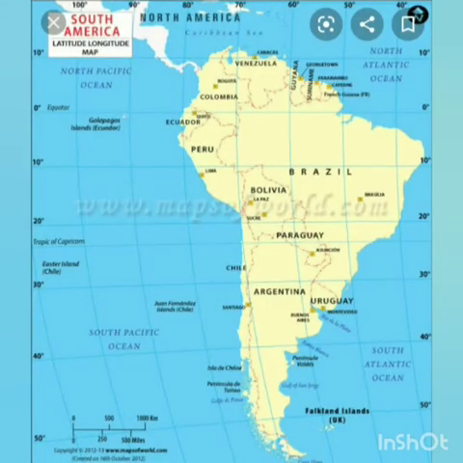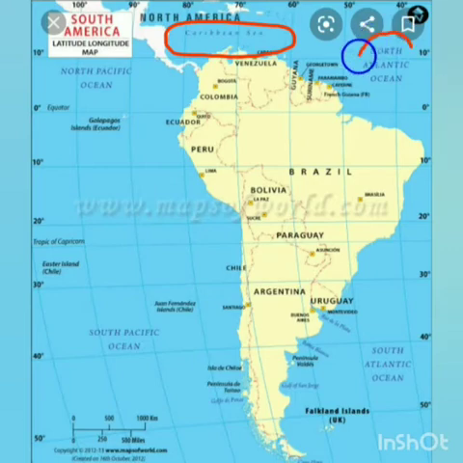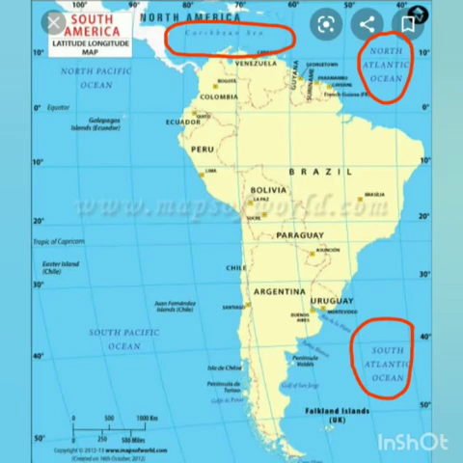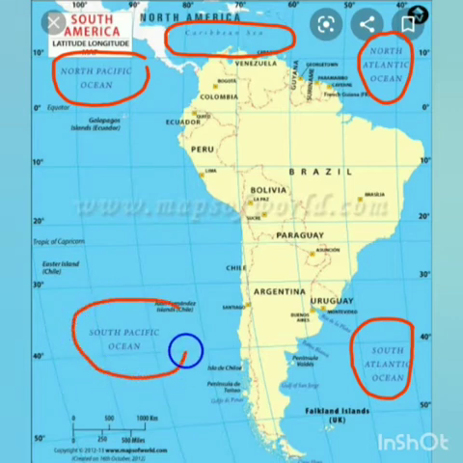South America is bounded by the Caribbean Sea in the north and northwest, the Atlantic Ocean in the northeast, east and southeast. In the south also the Atlantic Ocean is present. The Pacific Ocean lies in the west, and the Southern Ocean in the south. So this is the location of the seas and oceans of this continent.